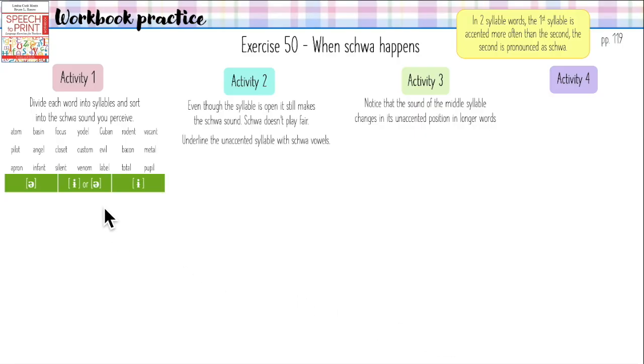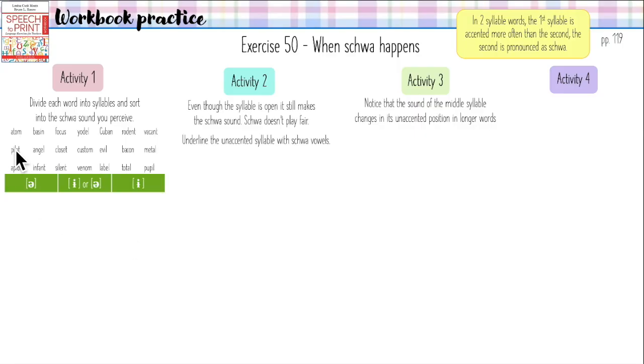First activity on exercise 5 is you're going to divide each word into syllables and sort them into the schwa that you produce. So we have schwa has slightly different sounds. I know we always emphasize that schwa is uh, but schwa can actually kind of be somewhere in between an I and an uh. That's what this middle one represents. And in longer words, most often you hear the schwa more of an I in those longer Latin words. And that still counts as a schwa because it's an unaccented portion.